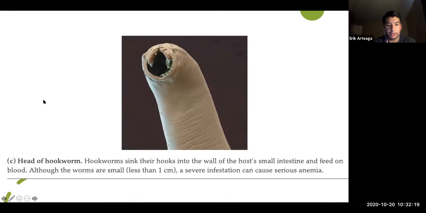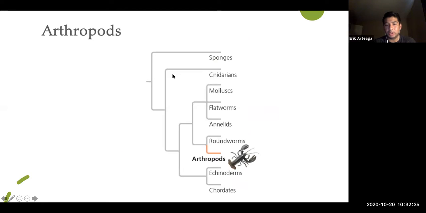Cook your pork. So head of hookworms sink their hooks into the wall of a host's small intestine and feed on blood. Although the worms are small, less than 1 centimeter, a severe infestation can cause serious anemia. Okay, and again, these worms can burrow in various different organ systems as well and cause issues.